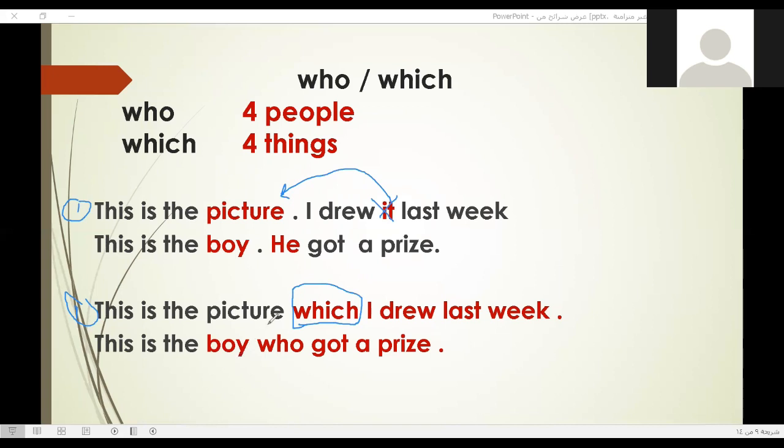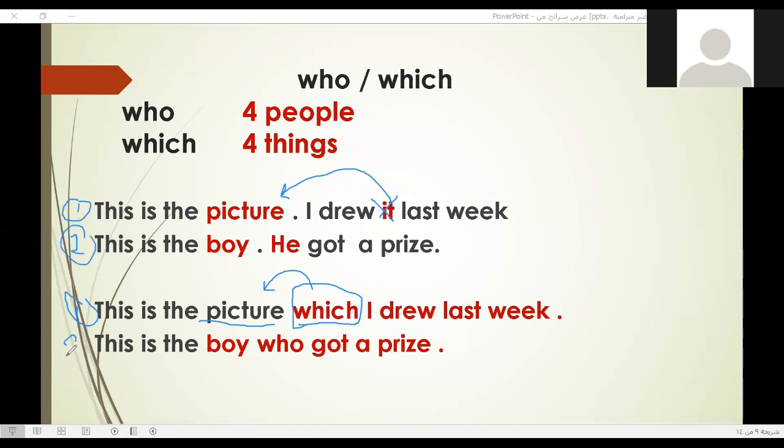Which, because it's talking about a thing, not a person. We use which for things, like picture. Number 2, can you do it? Read it, please, and tell me what's the answer.